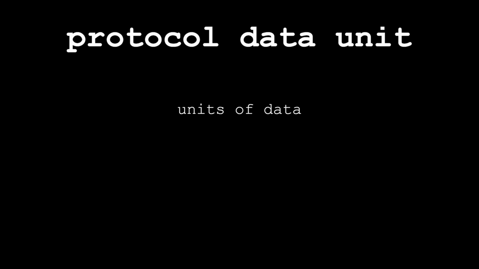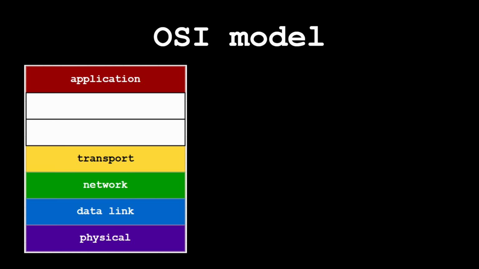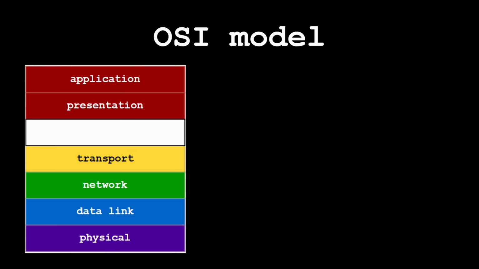After you've heard about the TCP/IP model, it is also important to know what the OSI model is. The OSI model has 7 layers. Instead of 5 layers, we have 7 layers. And the 2 additional layers are in between the application and transport layers. So the first one from the top is called the presentation layer.